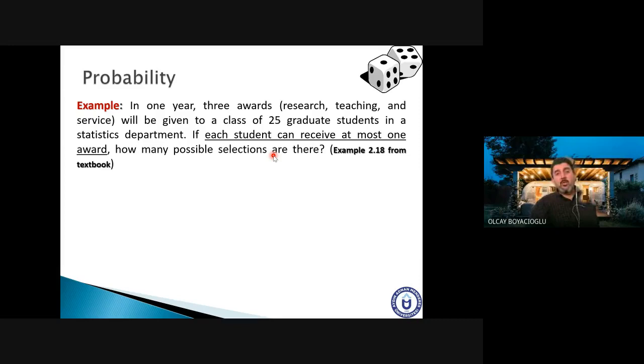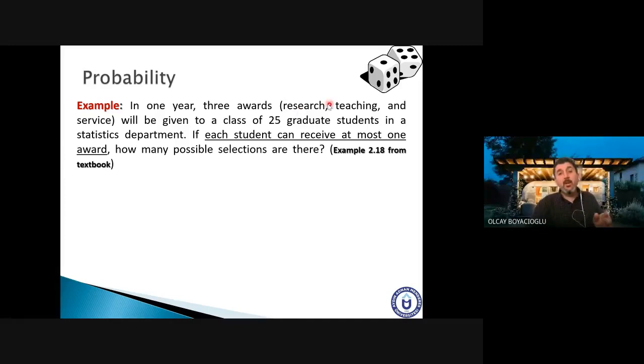How do you think we will solve the question? This looks like a permutation question to us. Okay. Why? Because first of all, the awards are different. If it were that we give research, teaching, and service awards to 25 students but give everybody a mug: you got the research award? Here is a mug. Teaching award, here is a mug. Service award, here is a mug. If the award doesn't matter, if everyone gets a mug, then this is not a permutation.